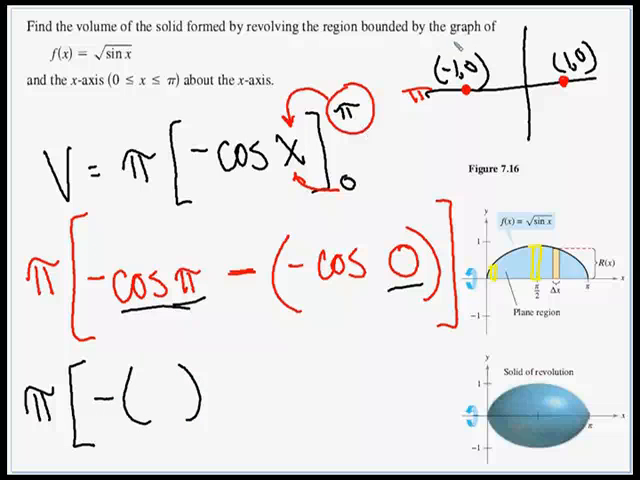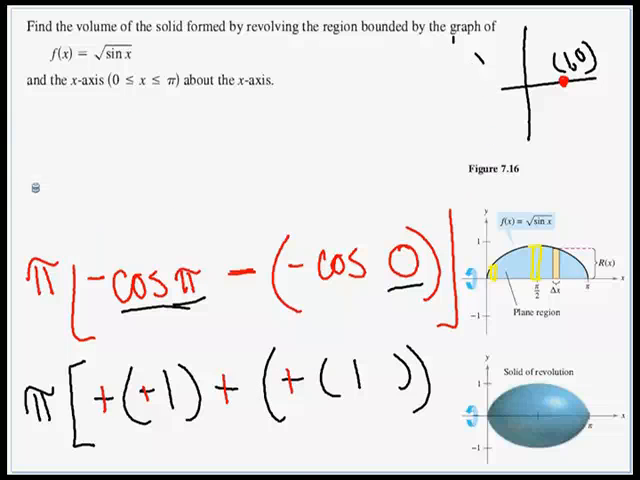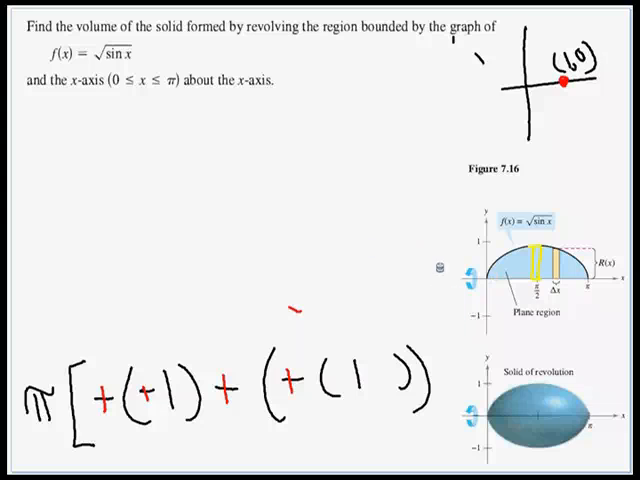Well, what's the cos of pi? It's the x value at pi radians, or negative 1. Minus negative cos of 0. What's the cos of 0? Positive 1. So we're going to have some double negatives. Minus a negative becomes a plus. Minus this negative also becomes a plus. So inside those brackets, we're going to have 1 plus 1, or 2.